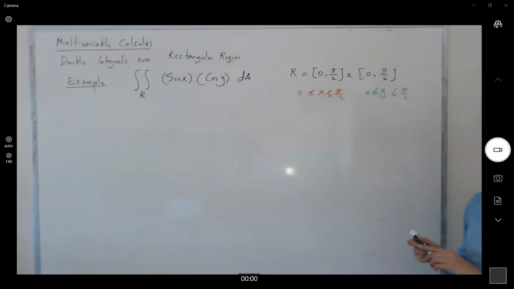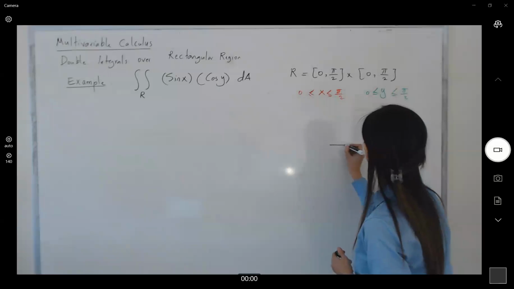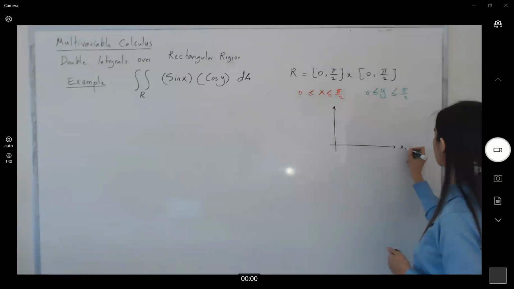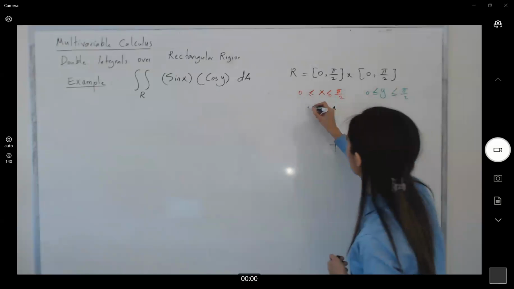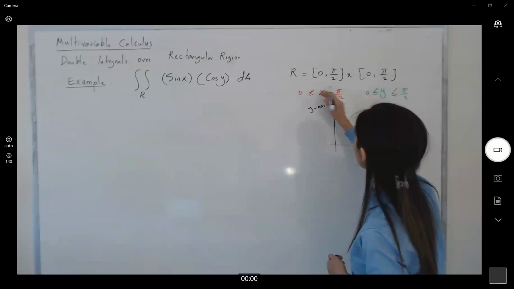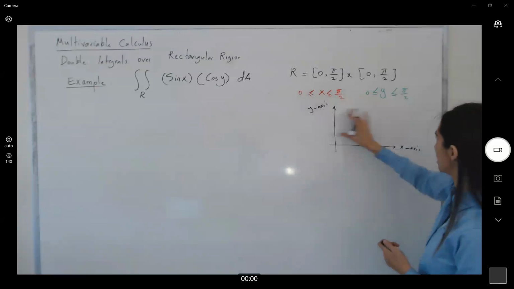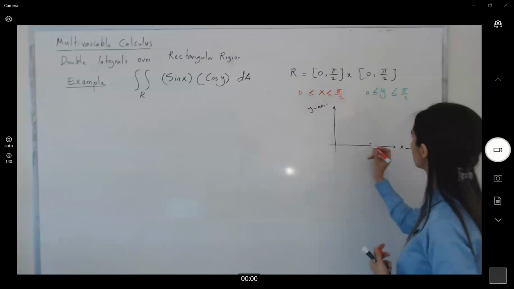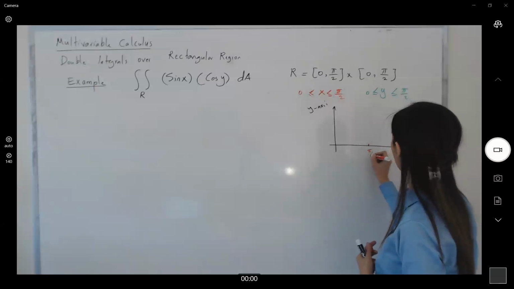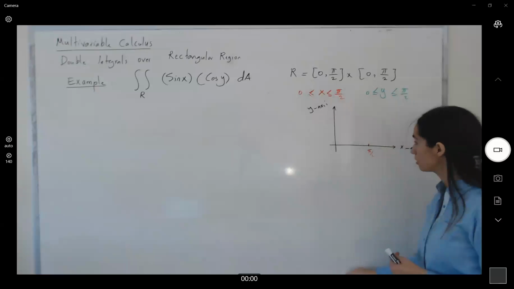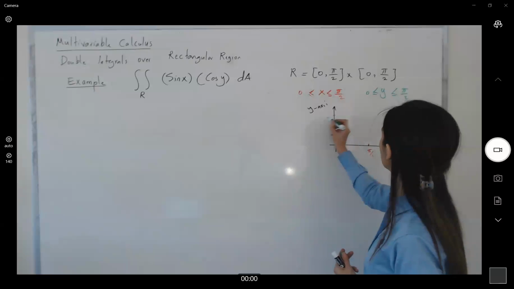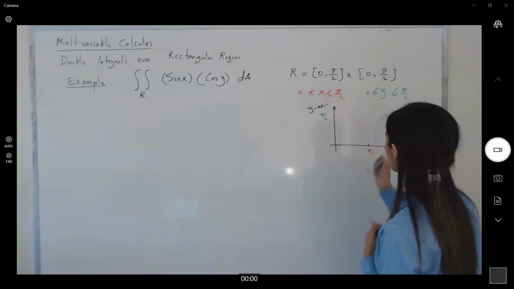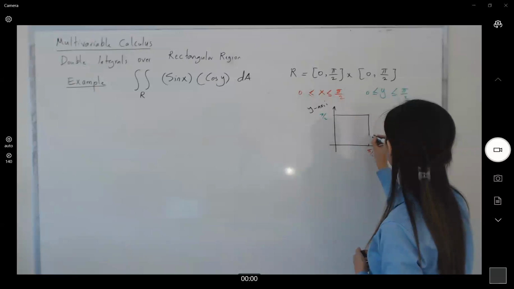So let's take a look at the region here. X-axis, y-axis. So we are looking at the projection of the region in the xy plane. So x is between 0 to pi halves, because pi halves is here, and also your y between 0 to pi halves. The intersection between them forms your region R.